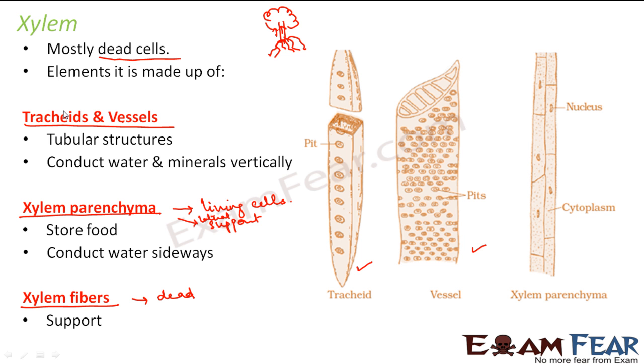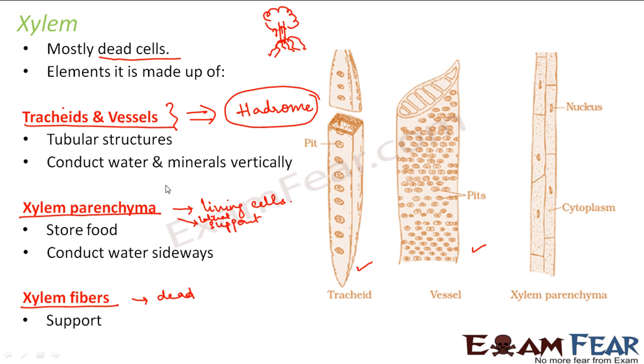Now here, these tracheids and vessels are often together known as hadrom. This is a name given to the combination of tracheids and vessels, because the functions of tracheids and vessels are quite similar to each other. Both of them are responsible for transportation of water and minerals vertically.